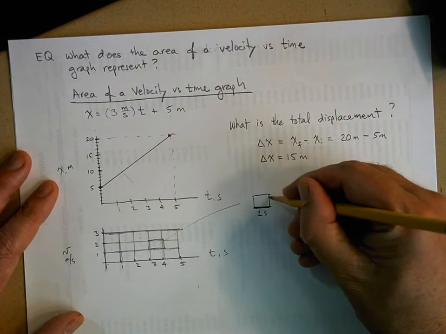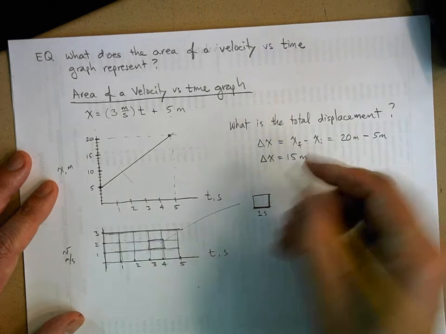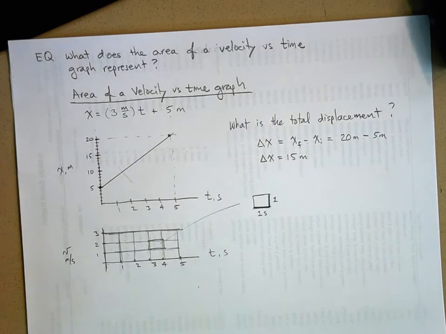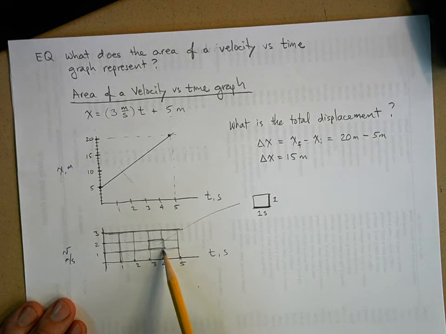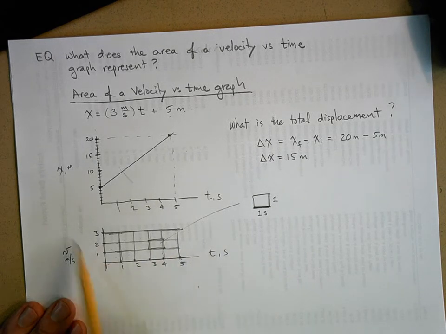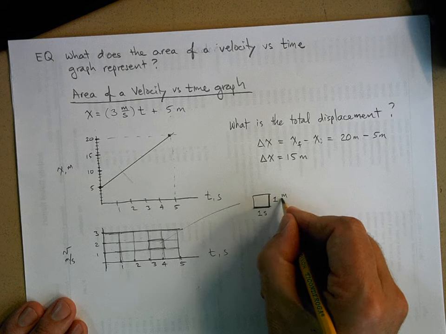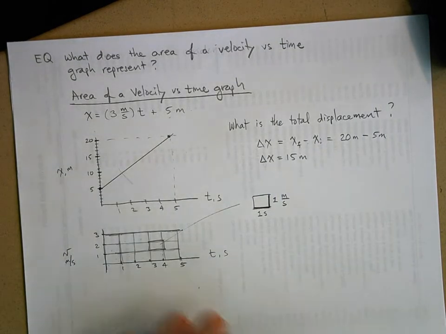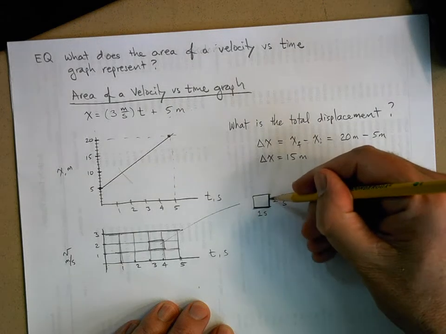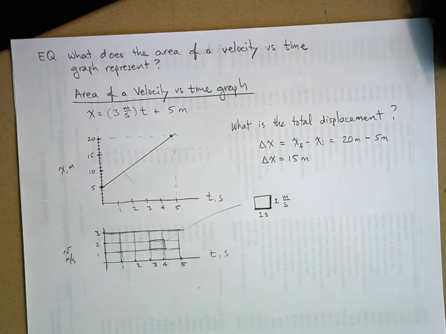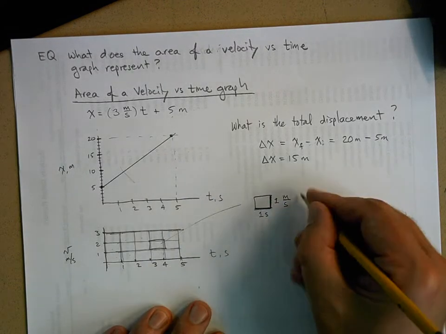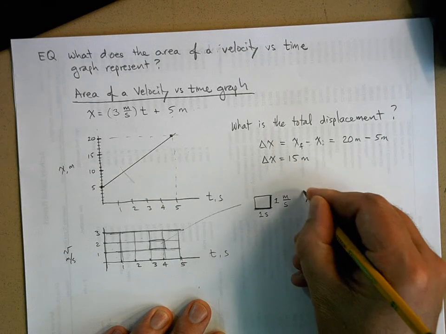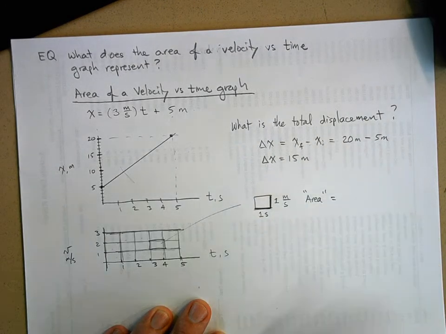Now what about this length right here? It represents a one what? Yeah, look at the vertical axis, 1 meter per second. So again, we're using a vertical length right here to represent something that is not a length. Now let's do the math. Let's get the area, in quotes.